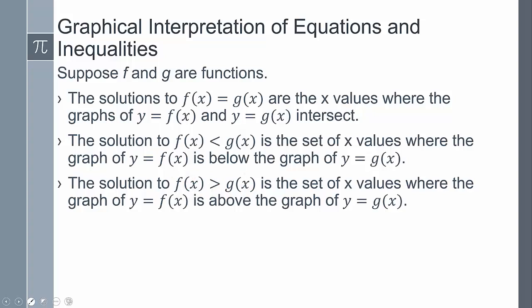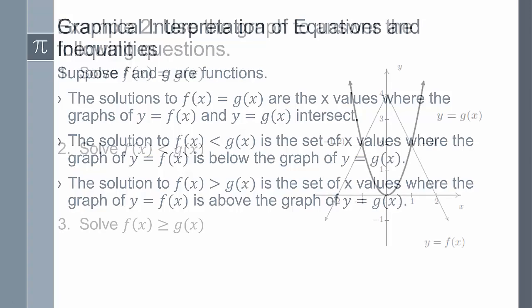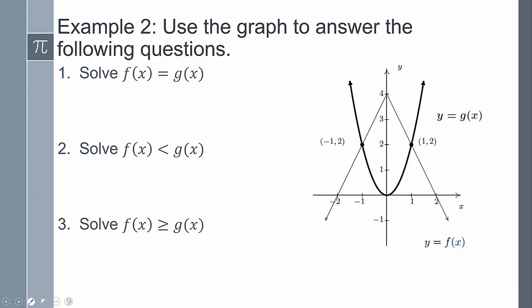Now that kind of seems weird, but let's visualize it. Let's look at a few examples here. This first one is what we've done. We said solve where does this function equal this function? Well, that's where they intersect. And so they intersect here at -1, and they intersect here at +1.